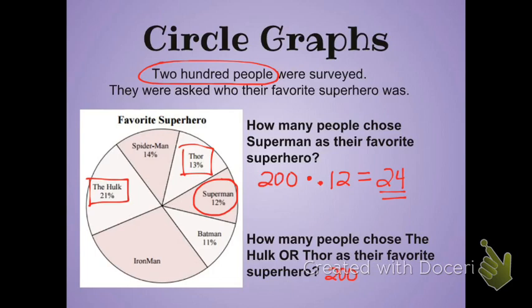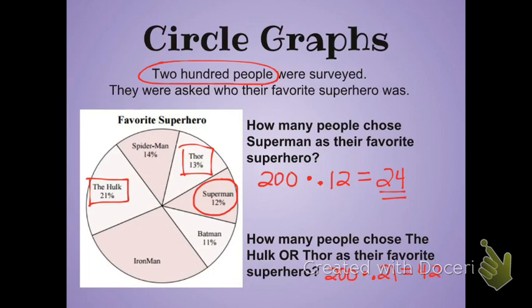So let's do this. Let's say how many people chose the Hulk? Okay, so if we had 200 people, and let's see, the Hulk was 21%. 21% of them chose the Hulk. Everybody calculate how many people that was. 11? Did you say 42? It should be 42. Oh, yeah. Okay, so 42 people chose the Hulk.